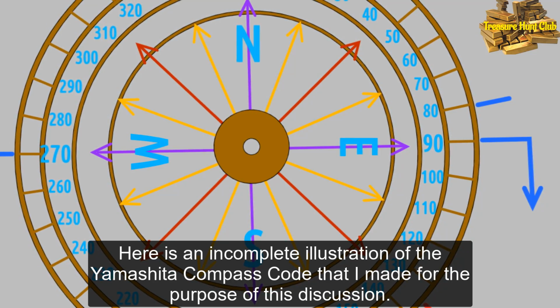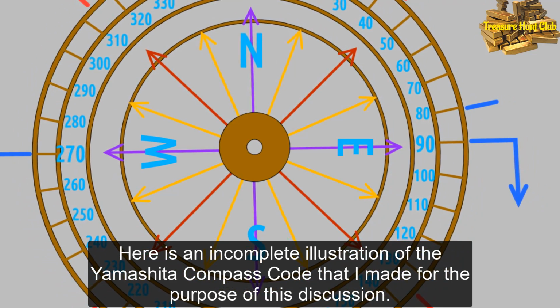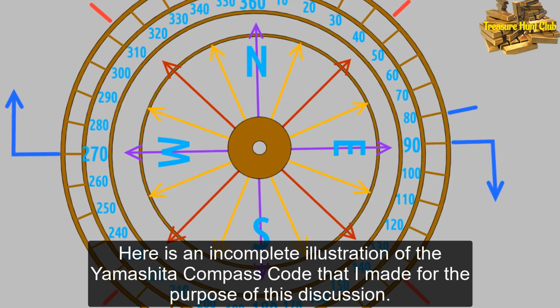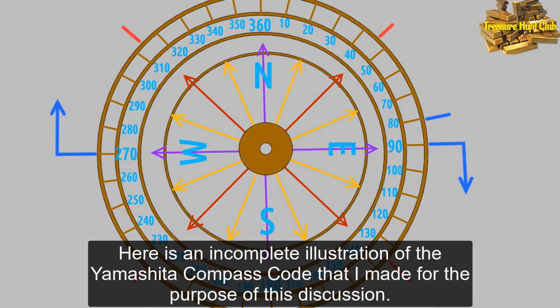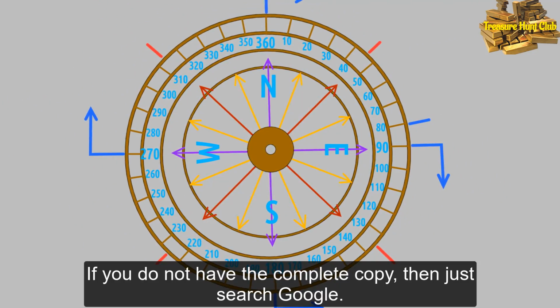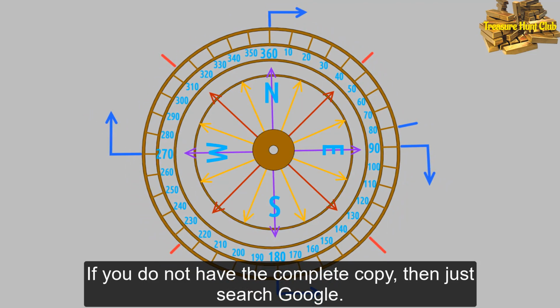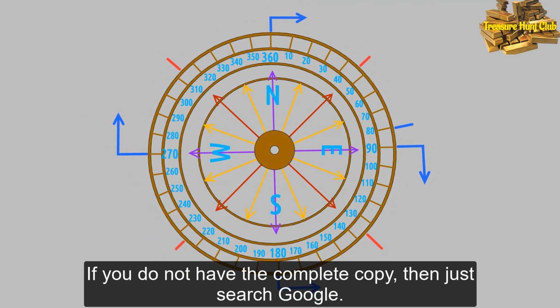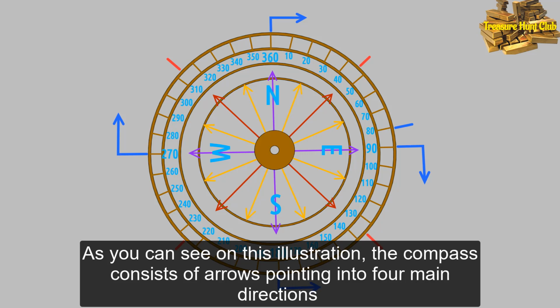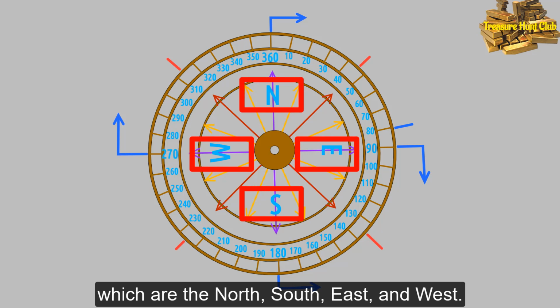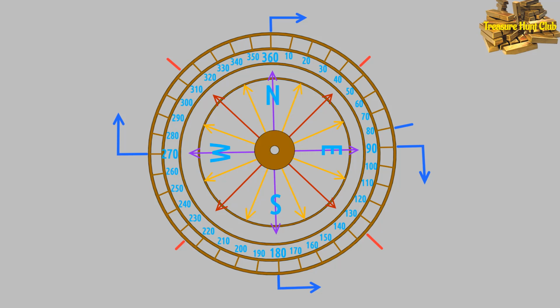Here is an incomplete illustration of the Yamashita Compass Code that I made for the purpose of this discussion. If you do not have the complete copy, then just search Google. As you can see on this illustration, the compass consists of arrows, pointing into four main directions, which are the north, south, east, and west.